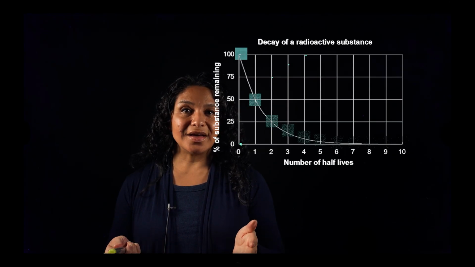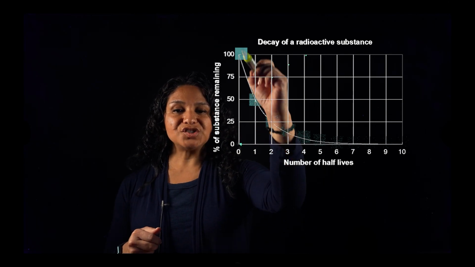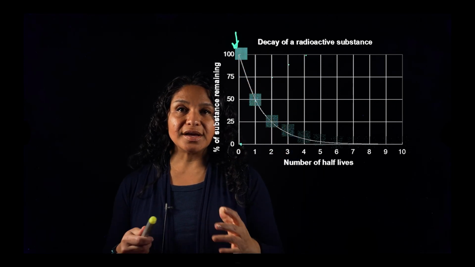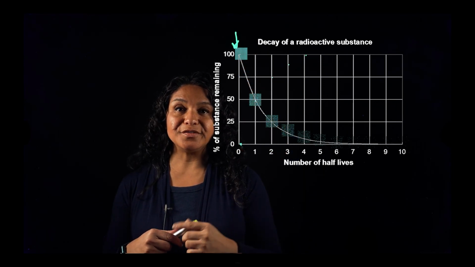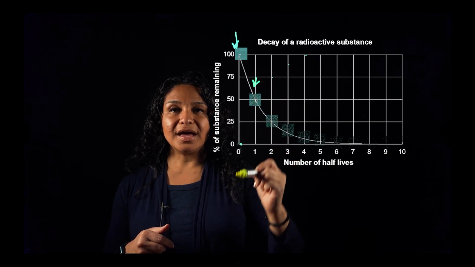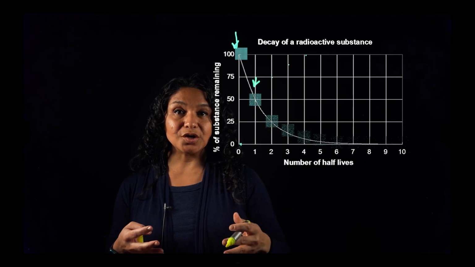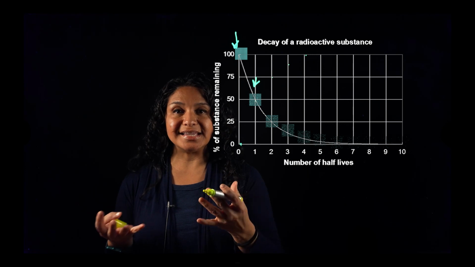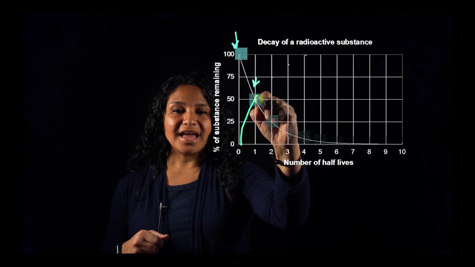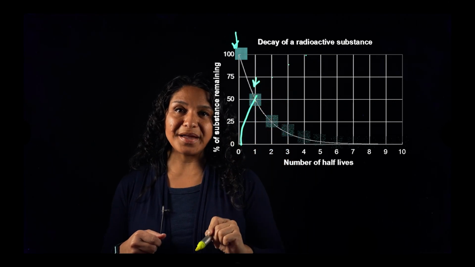So all radioactive elements follow a certain decay pattern. Here we have 100% of the parent material, and over time it's going to decay to 50%. So that's right here at 50%. And what happens is that as the parent material is decaying, the daughter isotope is increasing because it is decaying into the daughter isotope. So the daughter isotope is represented by this line, and here we would have 50% of the daughter isotope and 50% of the parent isotope.